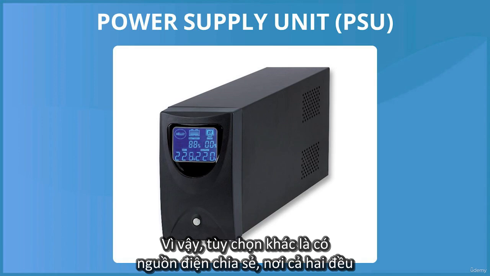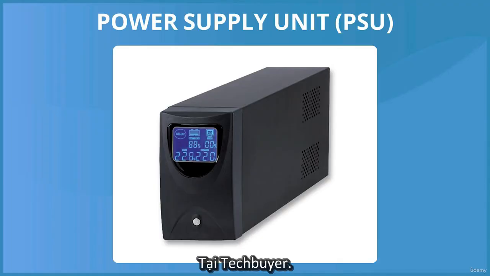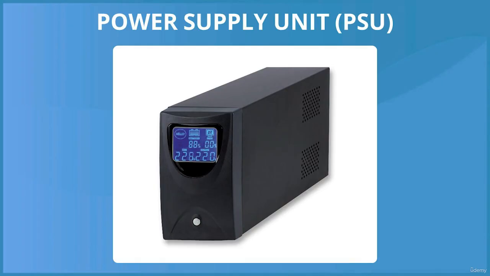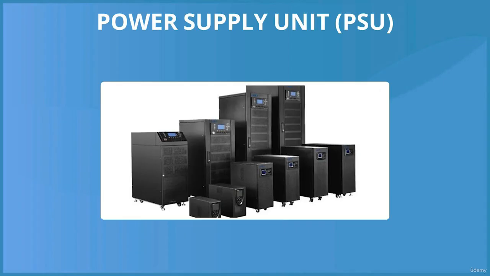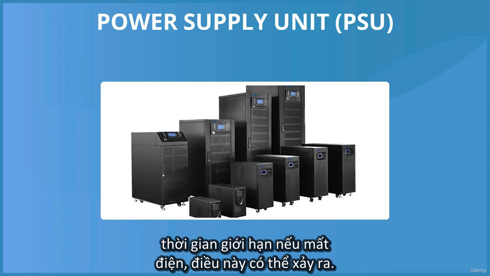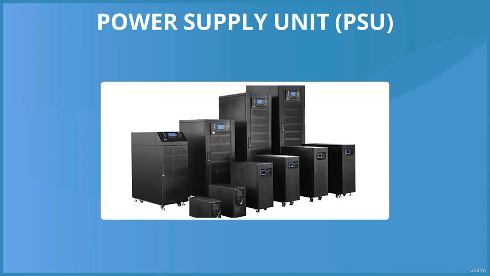So the other option would be to have shared power supplies, where both are on at the same time and actually share the workload. At TechBuyer, they recommend that you provide double the amount of wattage than you actually need, and that will ensure optimum uptime. Now, for maximum redundancy, it's also a good idea to have an uninterrupted power supply, or UPS. This enables your computer to run for a limited time if power is lost, which can happen. There are 3 types, though: online, offline, and line interactive.